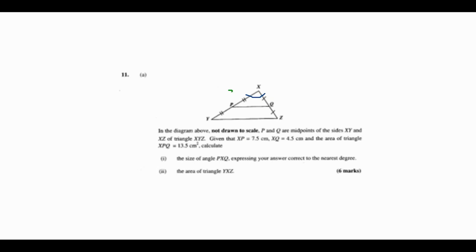Once you label your diagram properly with the information that you're given, it helps create a clearer picture of what you're doing. Next piece of information: XP is 7.5 centimeters. They then say that XQ is 4.5 centimeters. So where should we label 4.5 centimeters? Lovely. Between these 2 points here, XQ is this little line across on the side. So 4.5 cm.